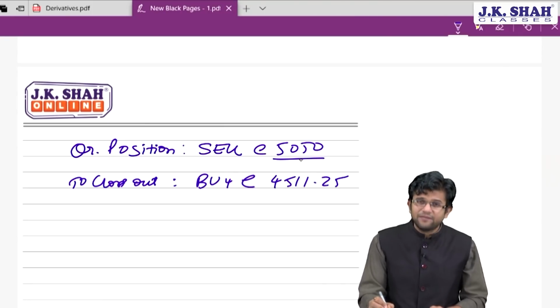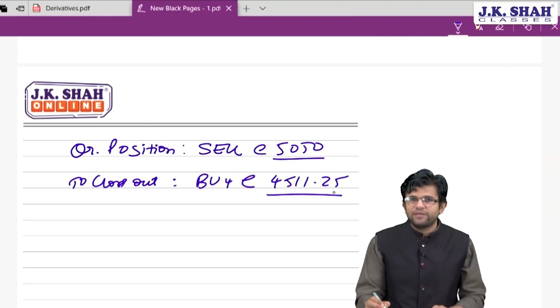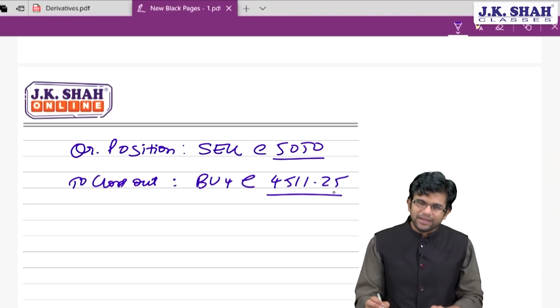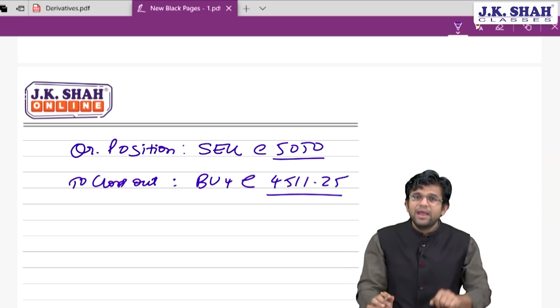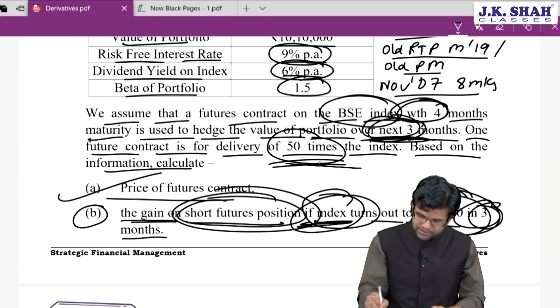Sell at 5050, buy at 4511.25. There is a clear-cut gain. Students, tell me how many contracts should we enter into? 6. You remember that? And the multiplier was how much? 50 units, right? 50 units.